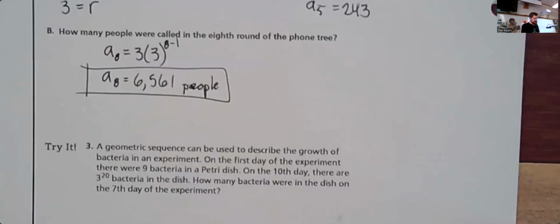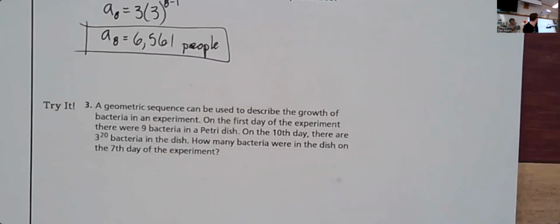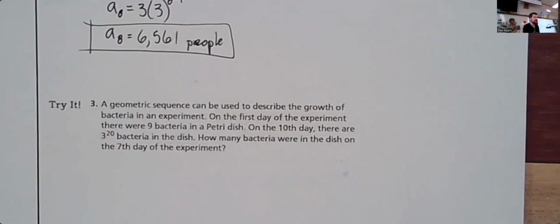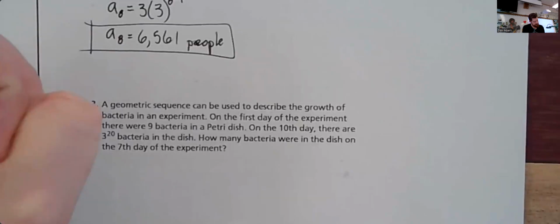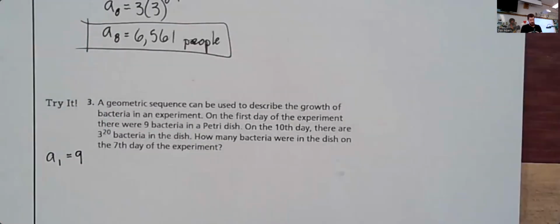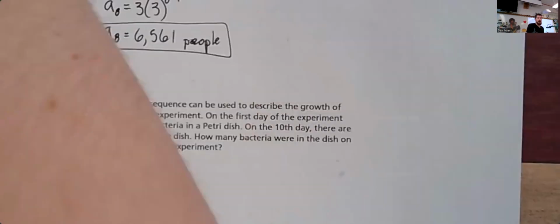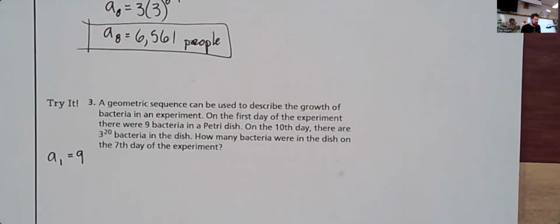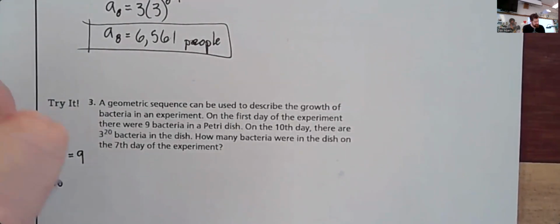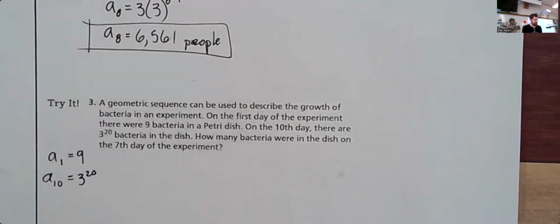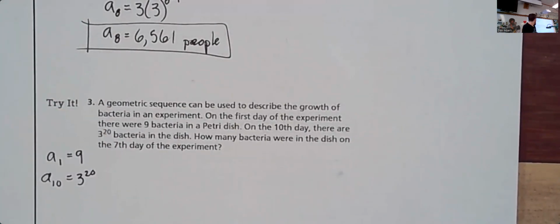Number 3, a geometric sequence can be used to describe the growth of bacteria in an experiment, which means that bacteria in this particular experiment is growing at an exponential growth rate. On the first day of the experiment, there were 9 bacteria in the petri dish. What is A sub 1? 9. All right. On the 10th day, there are 3 to the 20th bacteria in the dish. So A sub 10 equals 3 to the power of 20. How many bacteria were there on the 7th day? I want you to work that out.